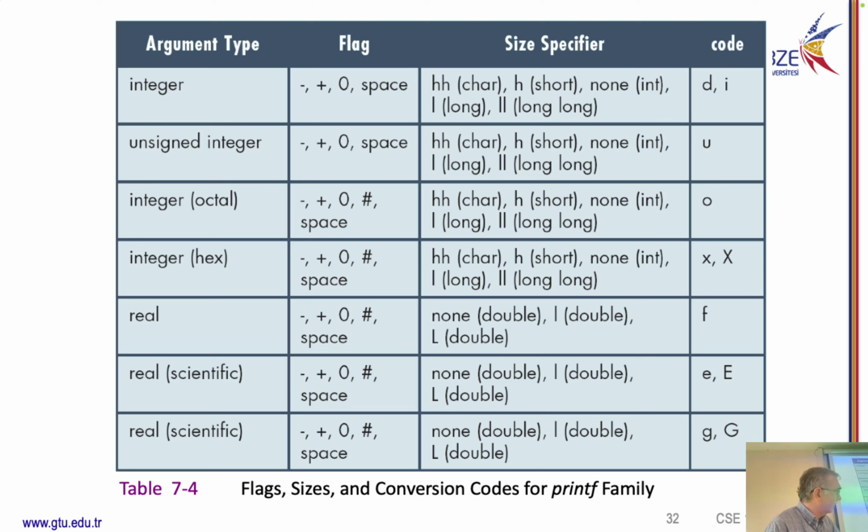We have the remaining bottom two, scientific notations with E and G. The other ones are D, I, and U. You know that. Hex is for X. Real is F. You already know it.